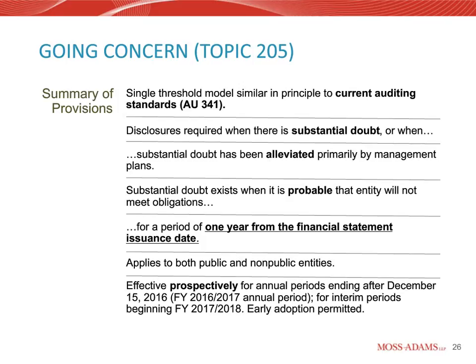In doing so, the amendments should reduce diversity in the timing and content of the footnote disclosures that are out there. The amendments require management to assess an entity's ability to continue as a going concern by incorporating and expanding upon certain principles that are currently in U.S. auditing standards. This update is effective prospectively for annual periods after December 15, 2016. However, early adoption is permitted, should you choose.